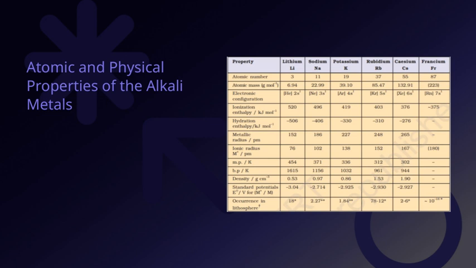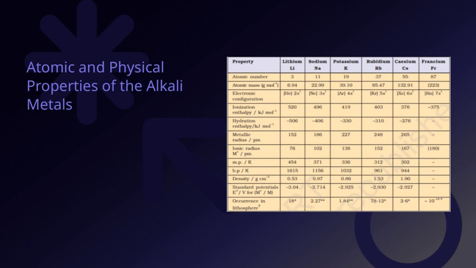Another key point is their high reactivity, which is driven by their single valence electron. This makes them eager to lose that electron and form positive ions, or cations. That reactivity increases as you move down the group, which is why cesium and francium are so explosive when exposed to water. Understanding these properties is essential because it connects to their chemical behaviors and their uses in various industries.